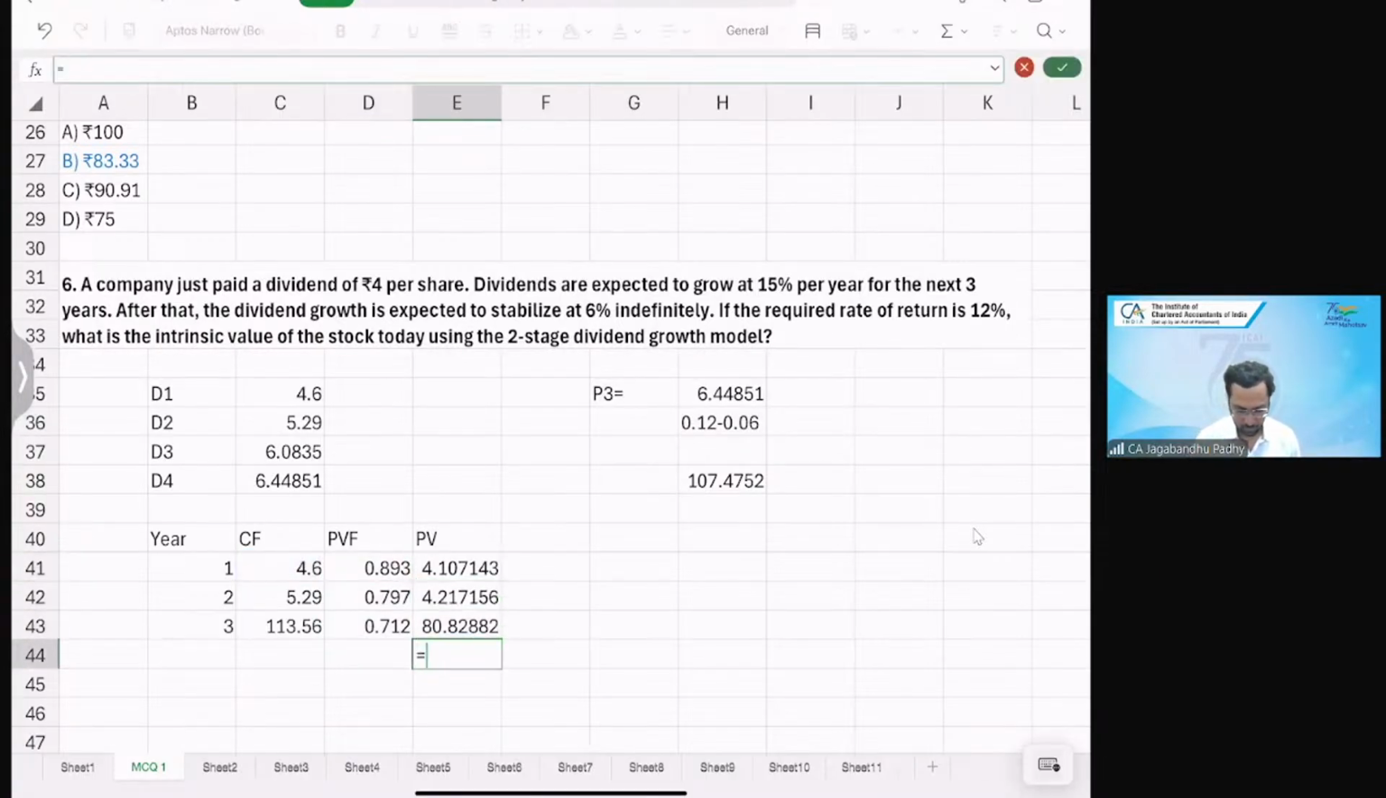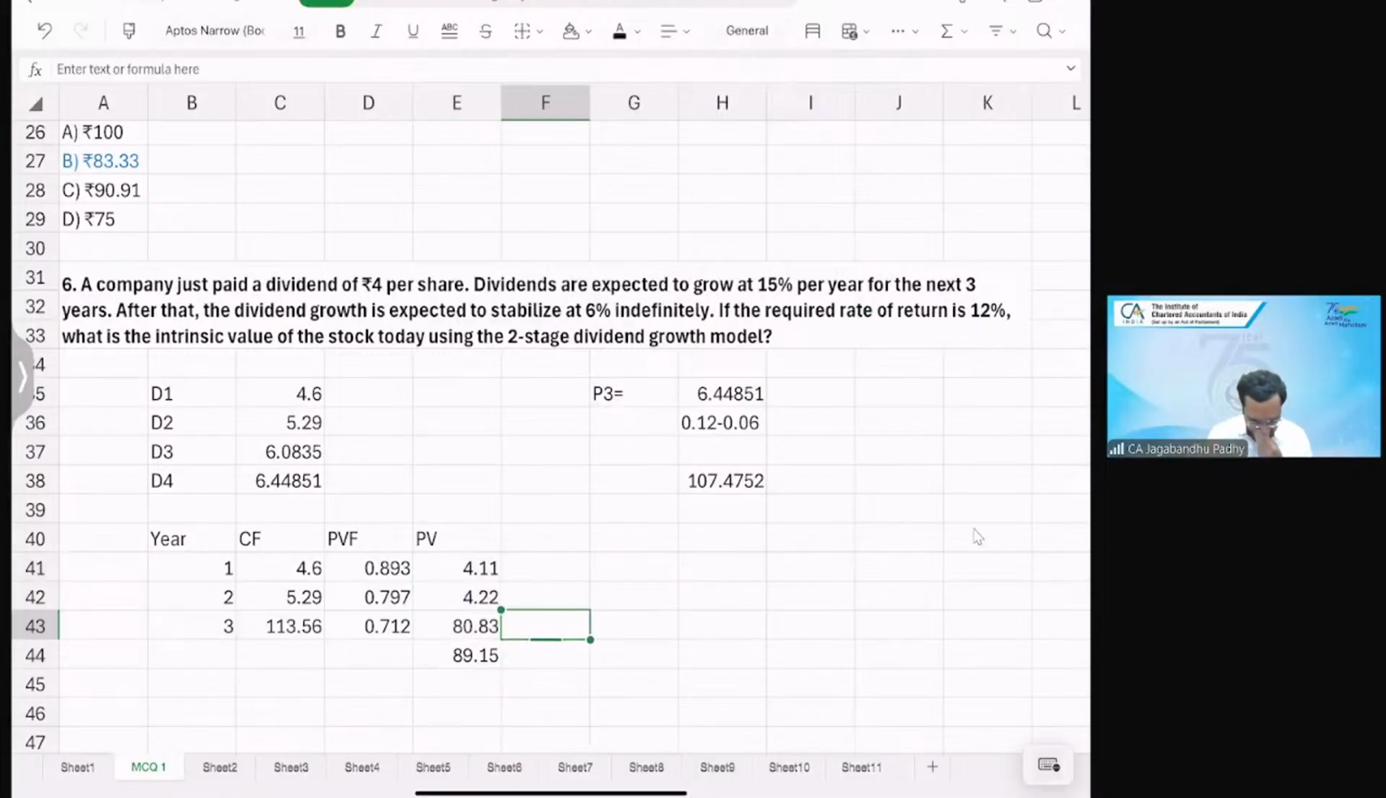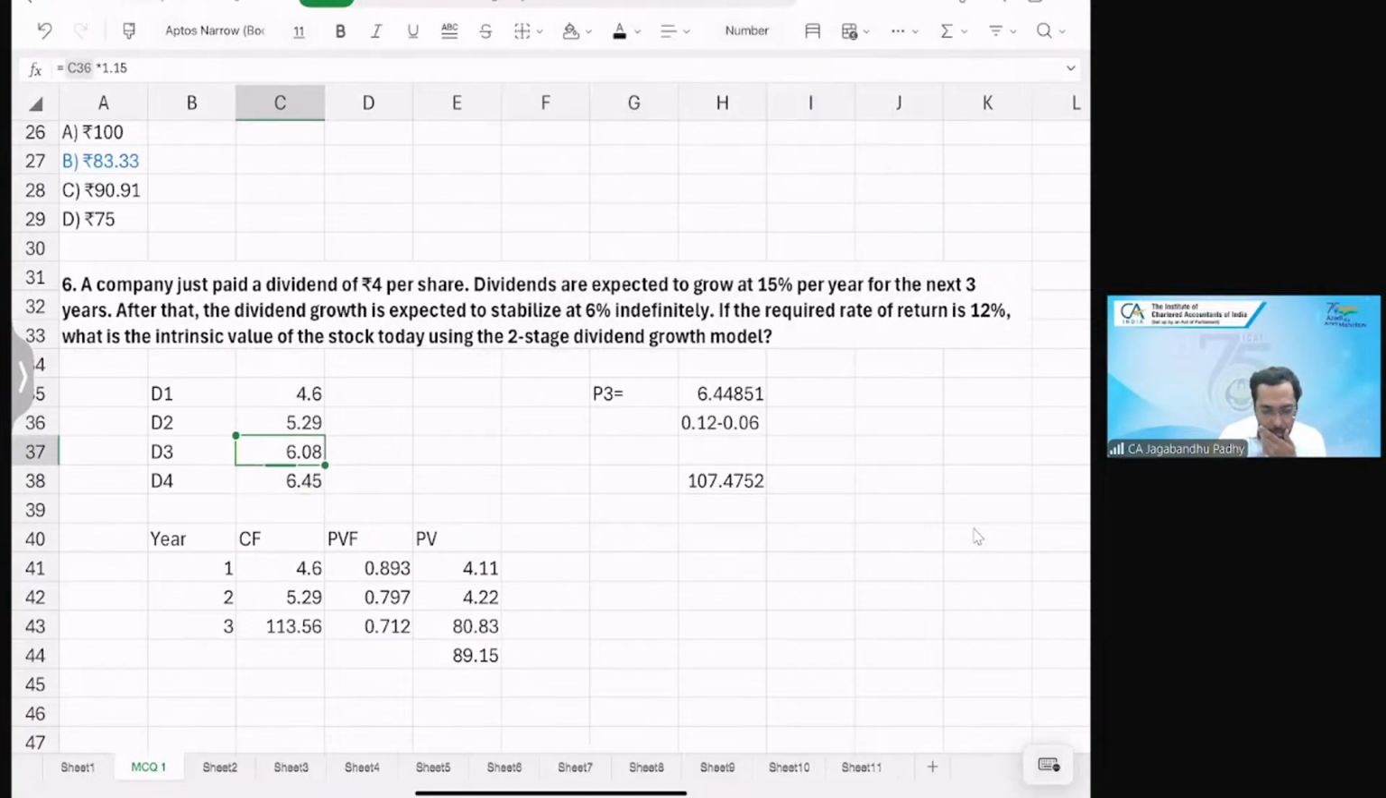So it's 82.62. Is it? The first year dividend is 4.6, because it has just paid a dividend of 4, so this means D1 will be 4.6. The second year dividend is 5.29, correct? Just check the dividend numbers. The third year dividend is 6.08, and the fourth year dividend is 6.45.